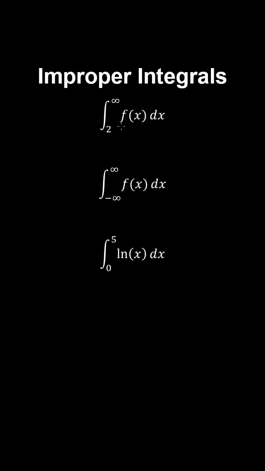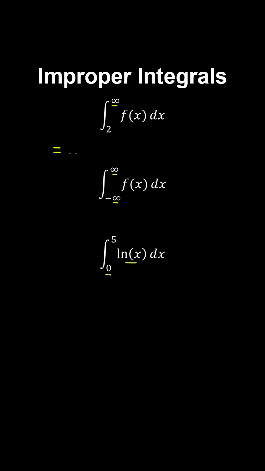An integral is improper if one or both limits of integration are infinite, or the integrand is unbounded in the interval of integration. So in this case, the natural log of 0 is undefined. So we can use limits of definite integrals to evaluate these improper integrals.